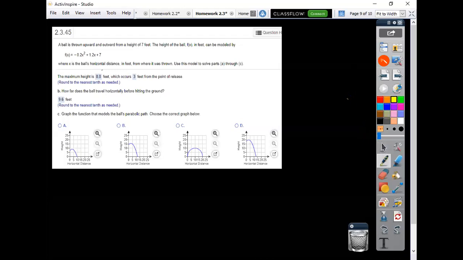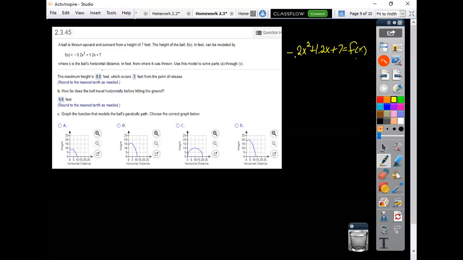Oh boy, here we go. Another one of those problems that has a lot of words to it just to decipher everything. I think the real key that we're going to need here is that equation of negative 0.2x squared plus 1.2x plus 7 equals f of x. And it says that it's a ball thrown upward and outward.